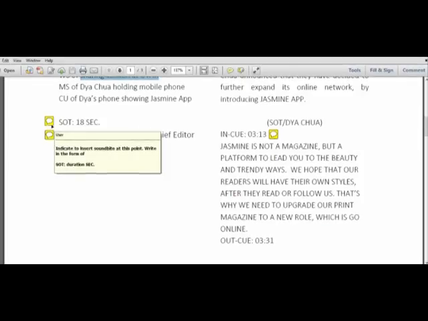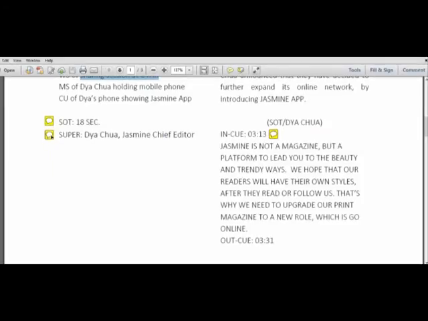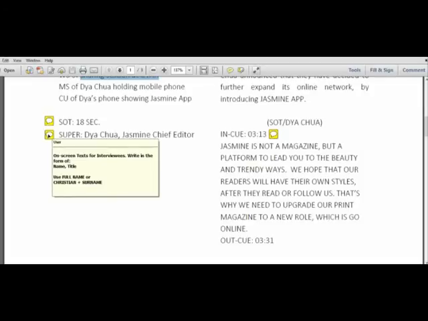While on the left hand side, write SOT, duration of the soundbite, followed by SUPER, name, followed by the title. And remember to capitalize only the first alphabet of each word. Don't put any full stop at the end.